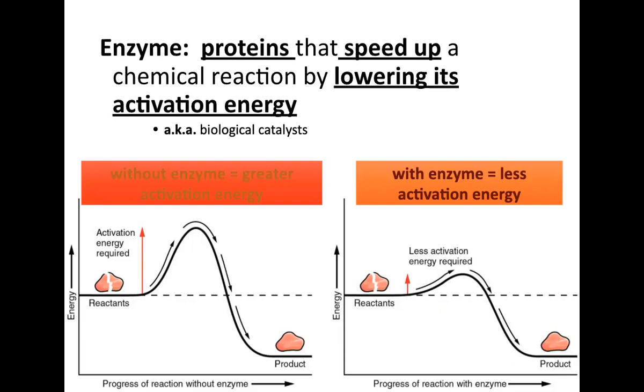So if you look at the two pictures on the board, one of them has an enzyme and one of them does not. Obviously it tells you, but if it did not tell you, and you just looked at those pictures, which one would have the enzyme and which one would not? The bigger peak or the lower? The lower would have the enzyme because we were able to have less activation energy. The one that doesn't have it requires much more.